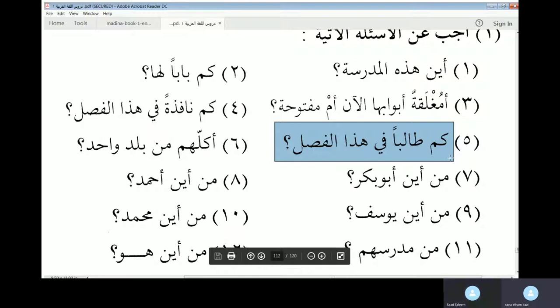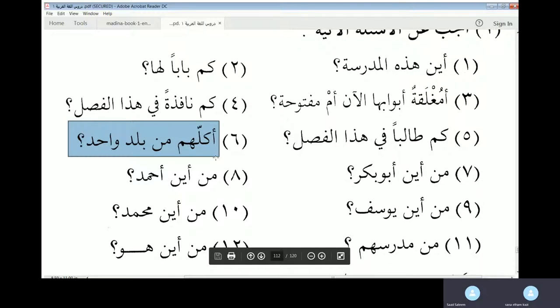Kam taliban fi hazal fasli? How many students are in this class? Fihi ashratu tullabin. There are 10 male students. Kulluhum min baladin wahidin.